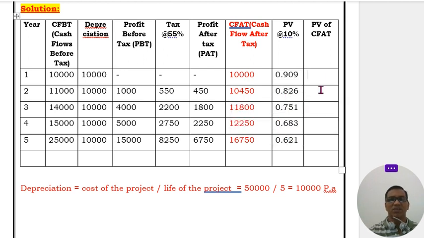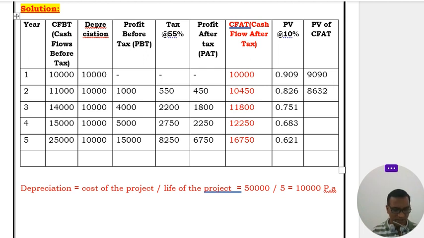And now PV of CFAT. How will you get PV of CFAT? CFAT multiplied with the present value table values at the rate of 10%. 10,000 multiplied with 0.909, that is 9,090. 10,450 multiplied with 0.826, that is 8,631.7. Let's round it off to 32.